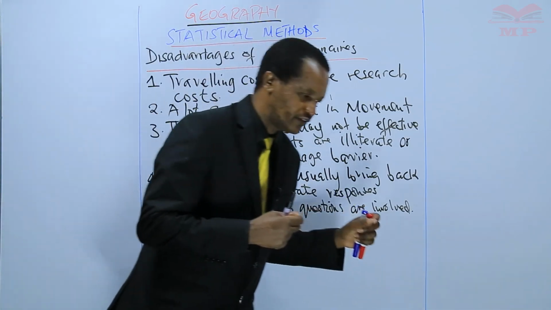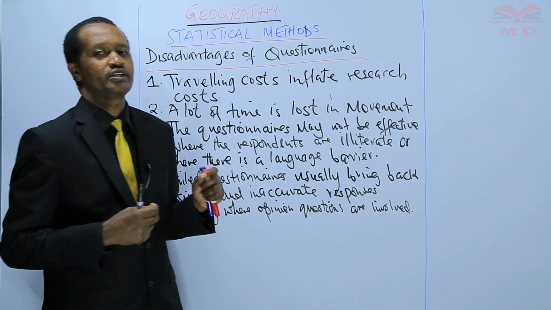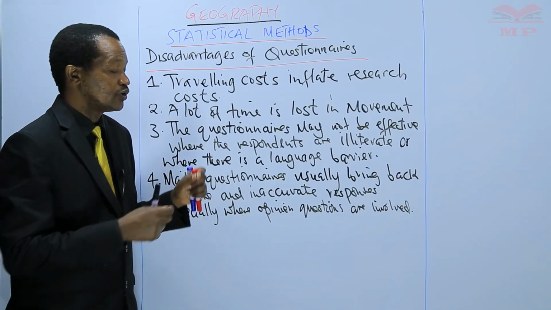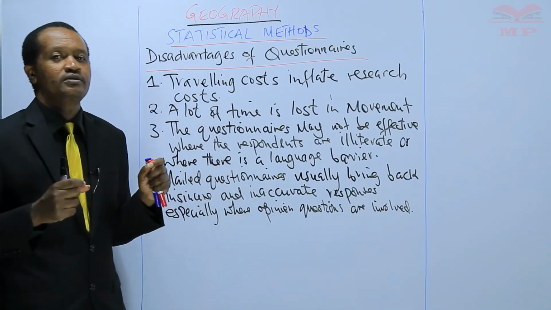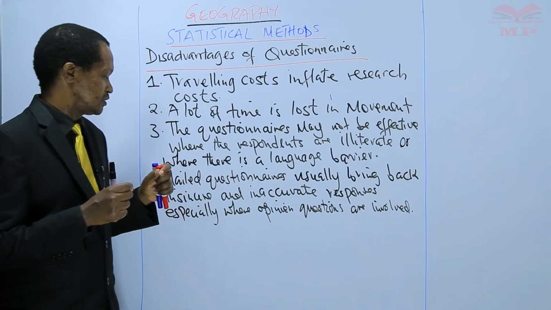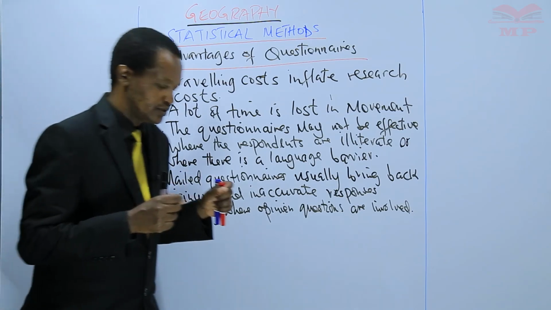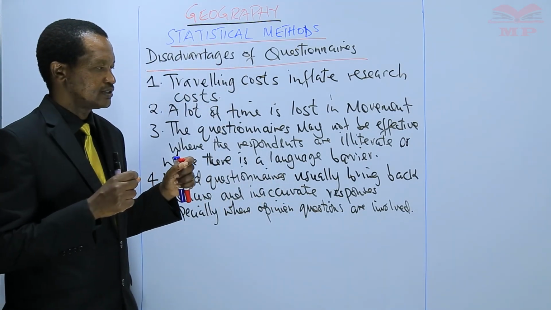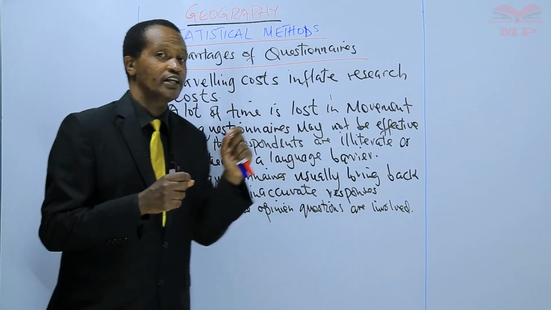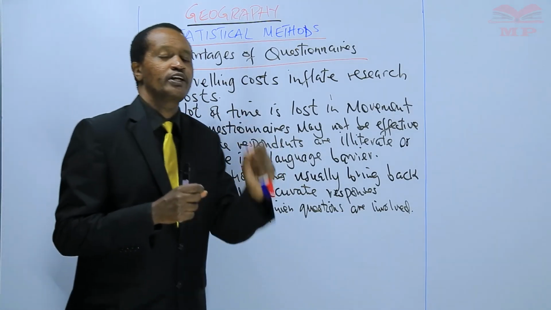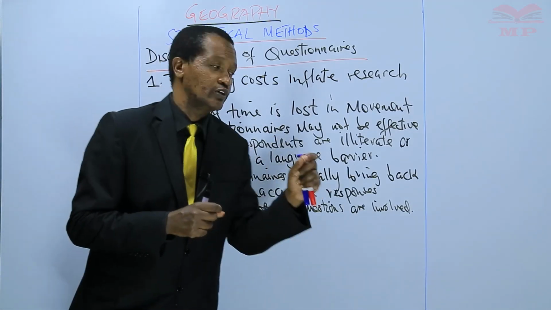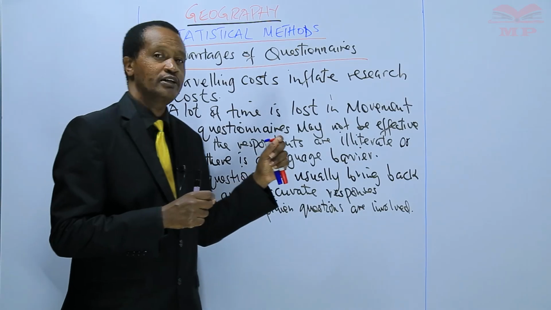And sometimes you may even get contradicting responses from a respondent. Right? Because, learners, the researcher is not available to seek clarification where mailed questionnaires are used.